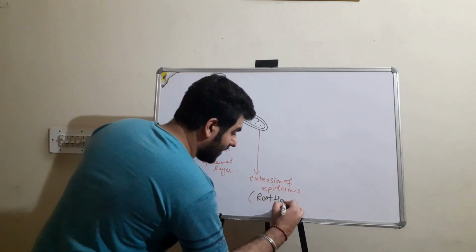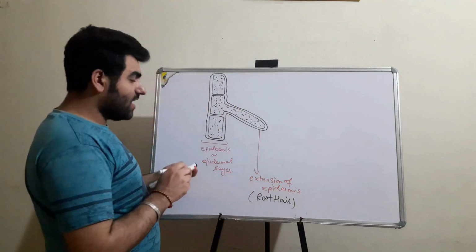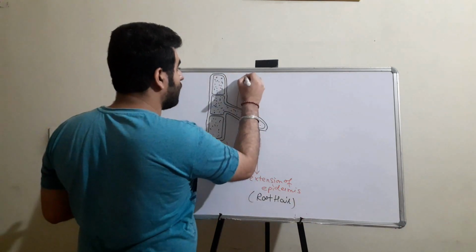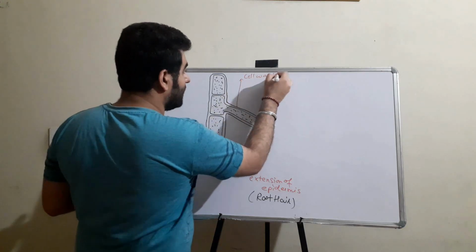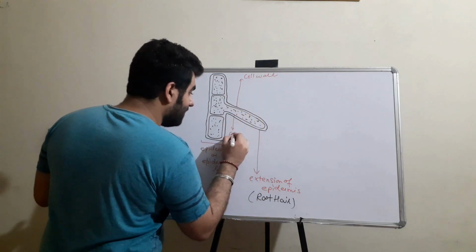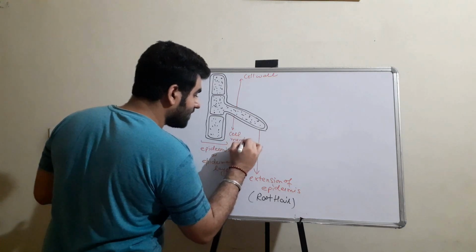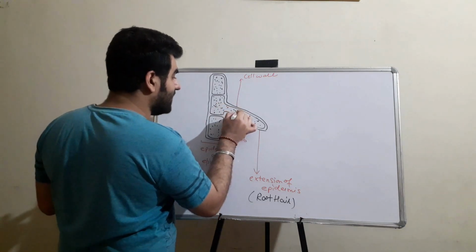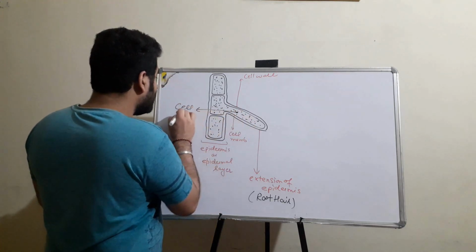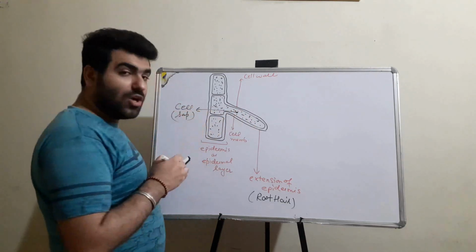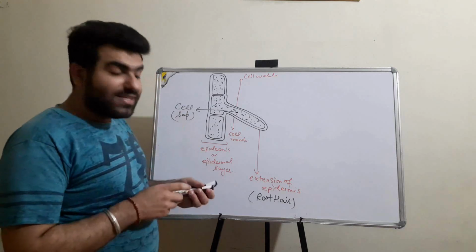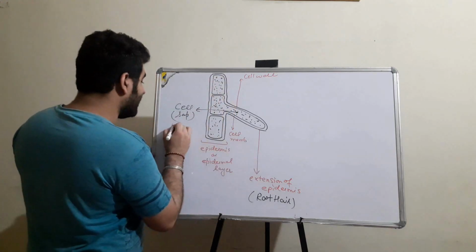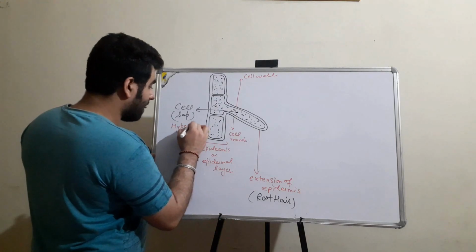So this is the root hair. Now the outside is the cell wall. Let me label it here. This is the cell wall. The inner one is the cell membrane. And all the things present inside this part are the cell sap. This cell sap is a hypertonic solution. That is, this entire thing is the hypertonic solution.